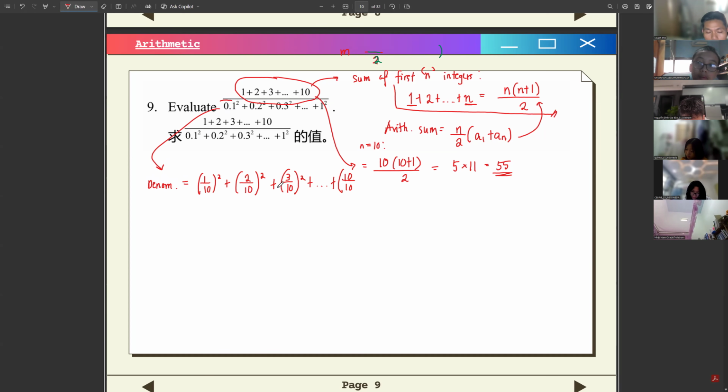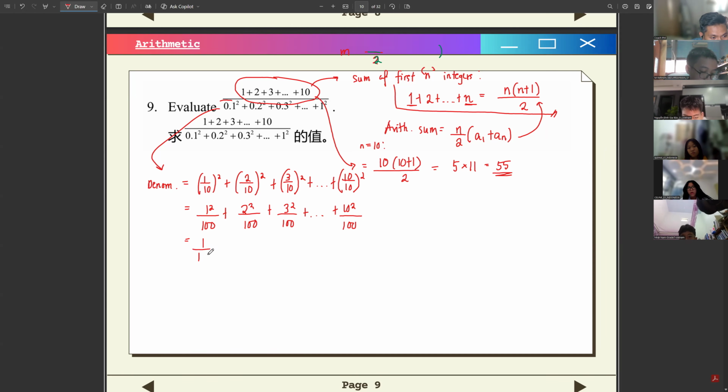To keep the same denominator, let's make it consistent. So this is just 1 squared over 10 squared, which is 100. 2 squared over 10 squared, which is also 100. And so on. Okay, so notice I didn't evaluate the squares in the numerators, just the denominators, which is 100. So take note, we can factor out 1 over 100. So we have 1 squared plus 2 squared plus 3 squared plus until 10 squared.